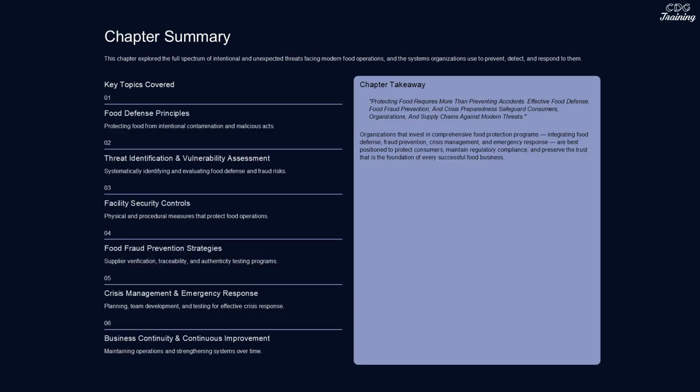This chapter covers key topics such as food defense principles, threat assessment, facility controls, and crisis management. The takeaway emphasizes the importance of integrating food defense into broader protection programs for successful outcomes.